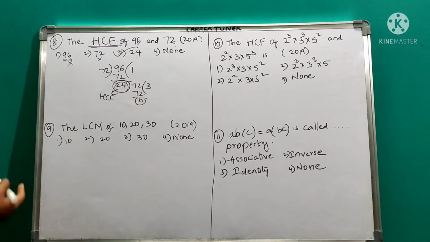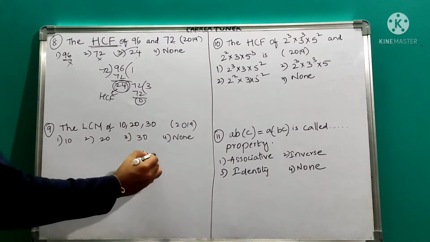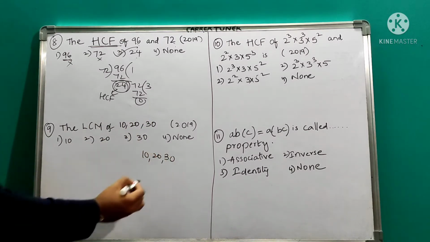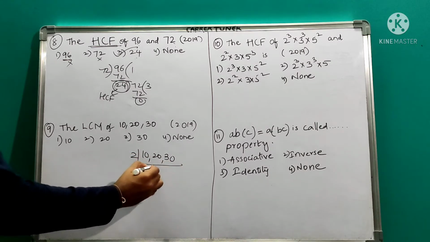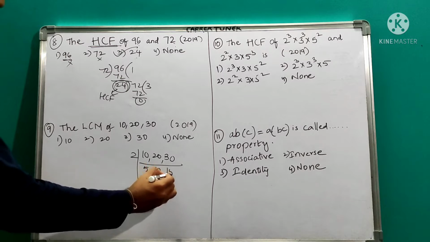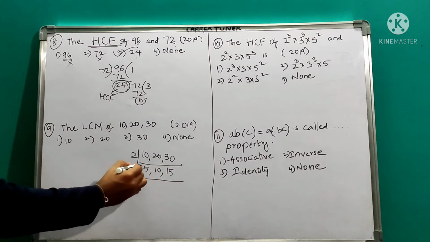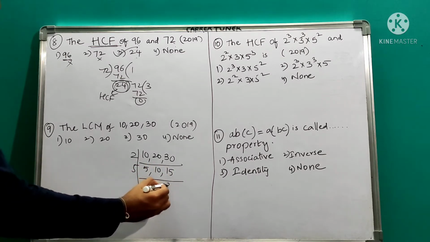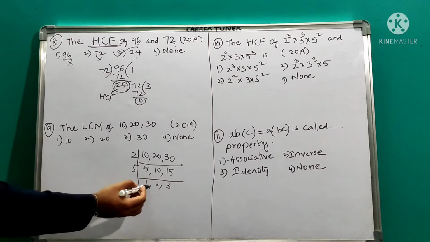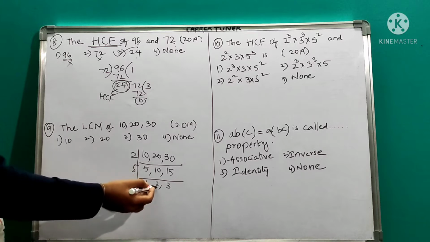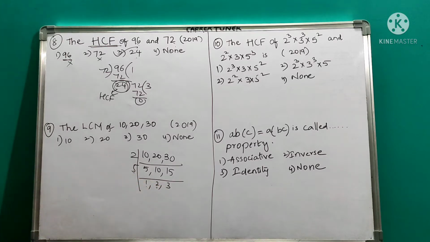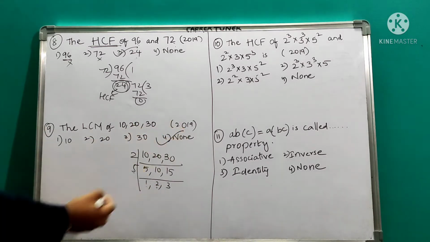Okay. Next, the LCM of 10, 20 and 30. LCM of 10, 20 and 30. 2 will go for 5 times, 2 will go for 10 times, 2 will go for 15 times. Next, let us take 5 ones are 5, 5 twos are 10, 5 threes are 15. So 1, 2, 3 doesn't have anything in common, so leave it there. 2 fives are 10, 10 twos are 20, 20 threes are 60. So 60 is not there, so none of this.